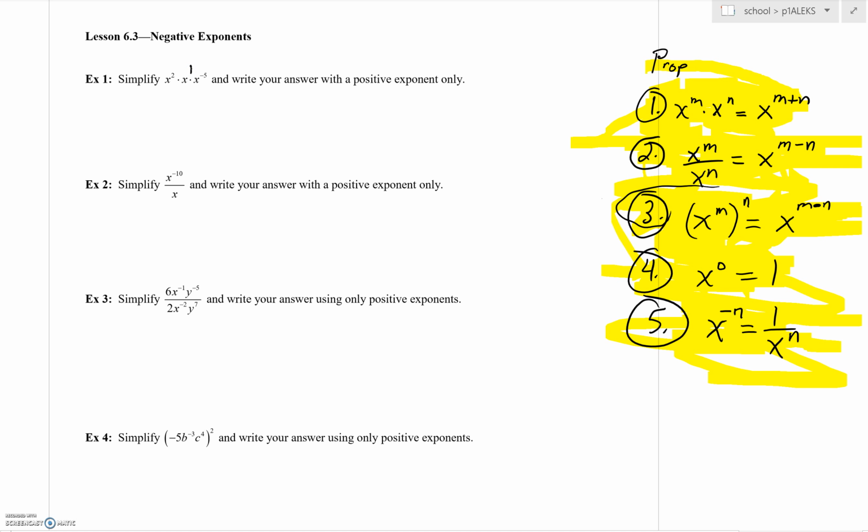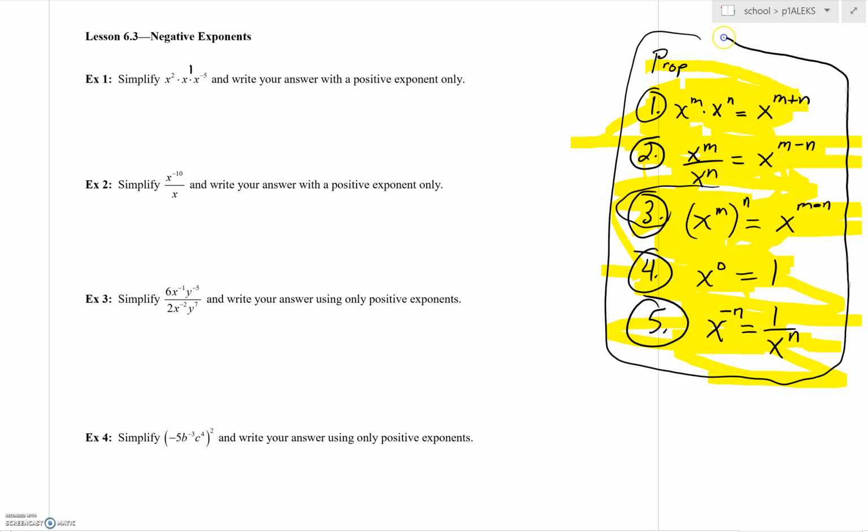I hope when you look on the right here with these properties, you would agree that property number 1 seems to fit the description best. We would add all of these powers together. So we'd take 2 plus 1 plus negative 5. And 2 plus 1 is 3. 3 plus negative 5 is actually negative 2.